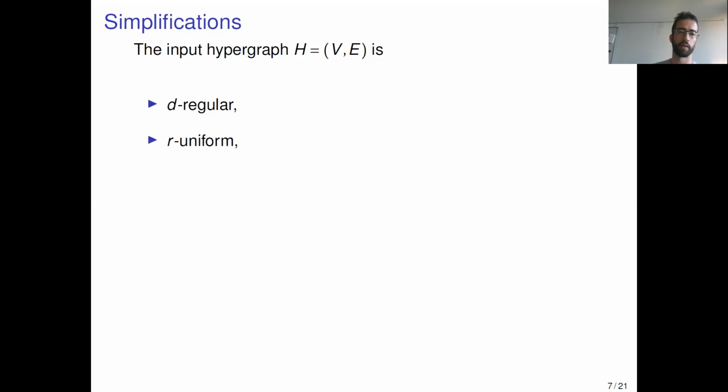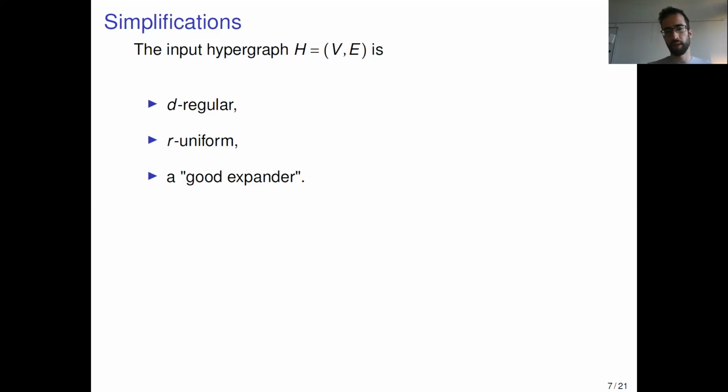We also assume that the input hypergraph is r-uniform. Again, this is a fairly basic simplification to make, and there's a simple trick to handle it, which we describe in our paper. And the most non-trivial simplification is that we assume that the input hypergraph is actually a good expander.